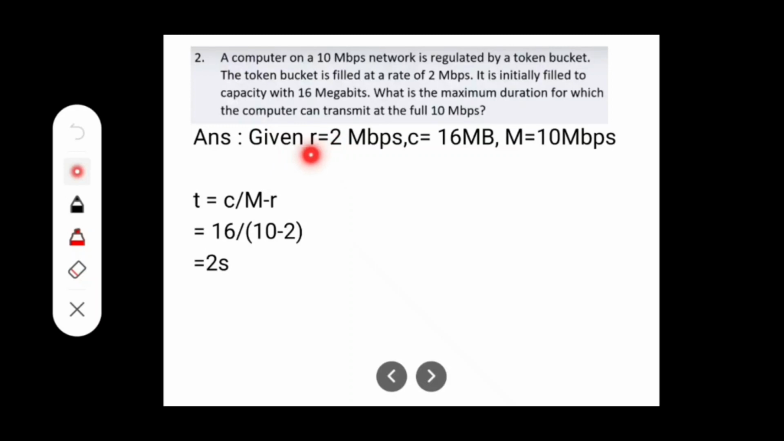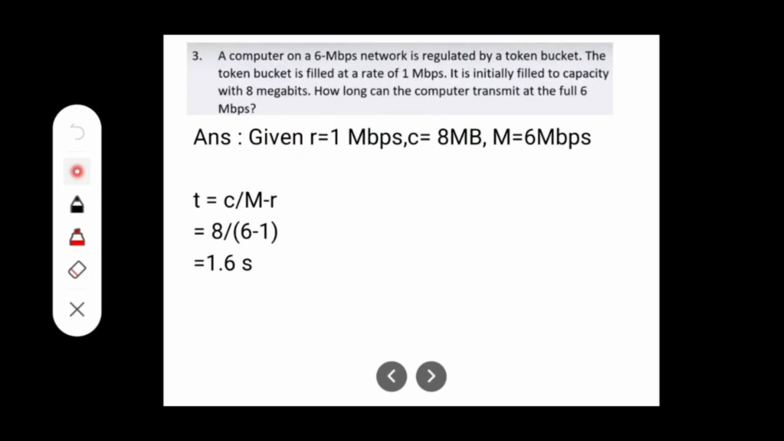The same: R equal to 2 Mbps, C equal to 16 MB, and M equal to 10 Mbps. So all the values are there. We have to find the duration. So for T we have the formula C by M minus R. Applying that we will get 2 seconds. Okay, clear? Next question, a similar question.